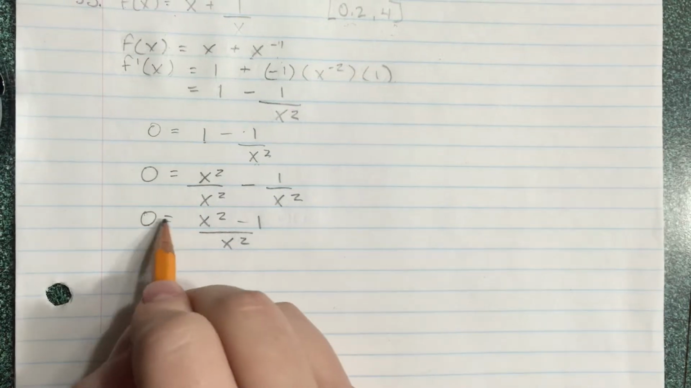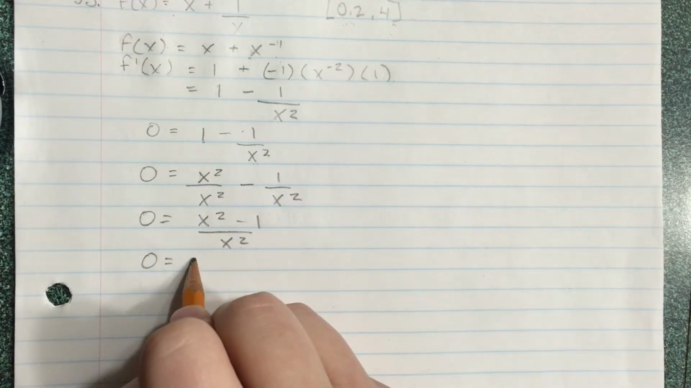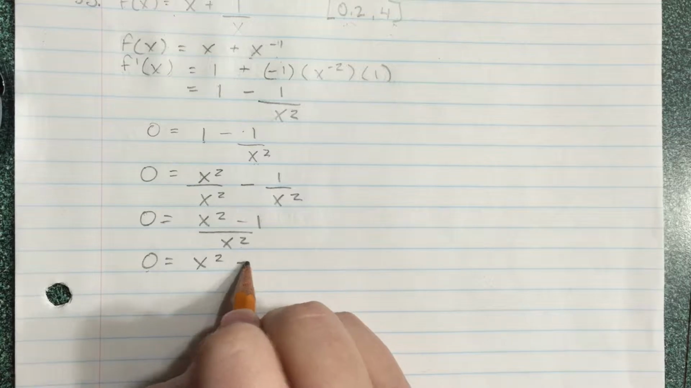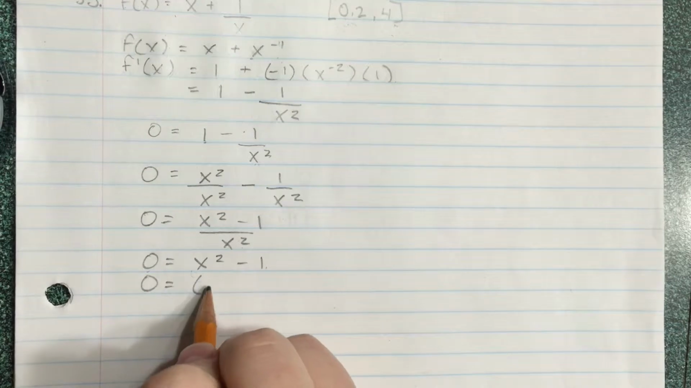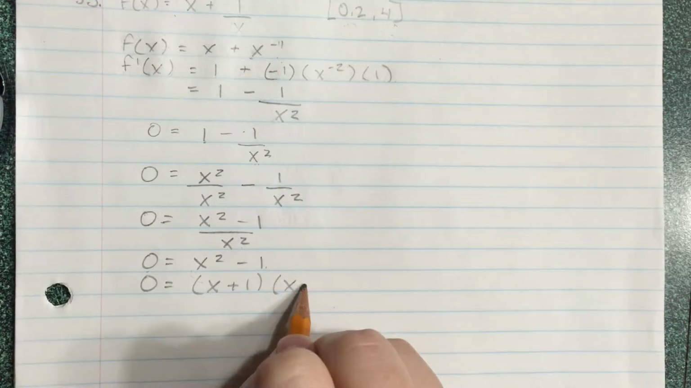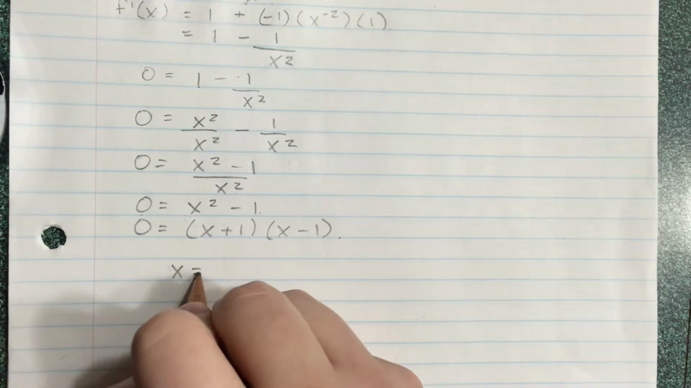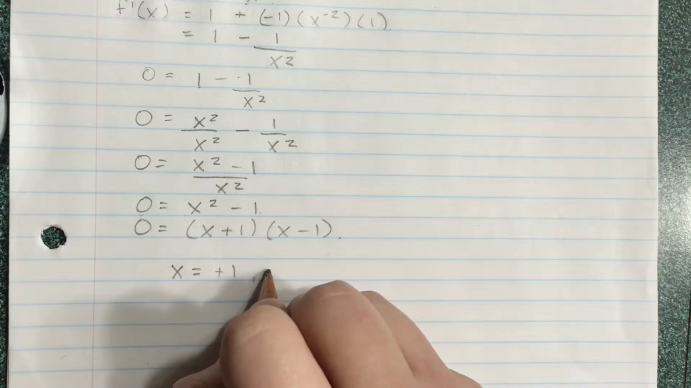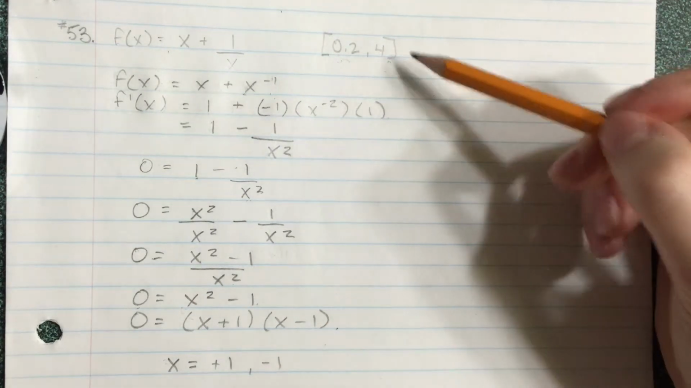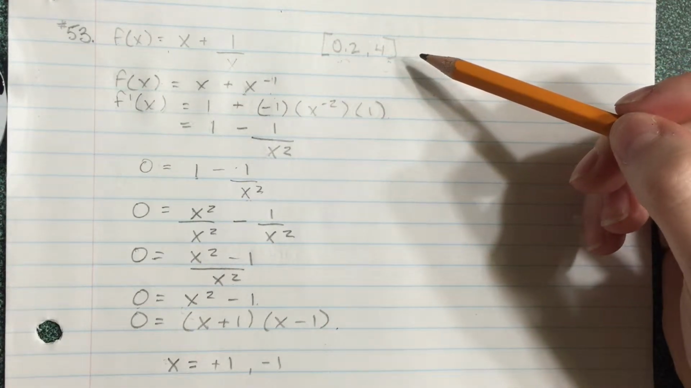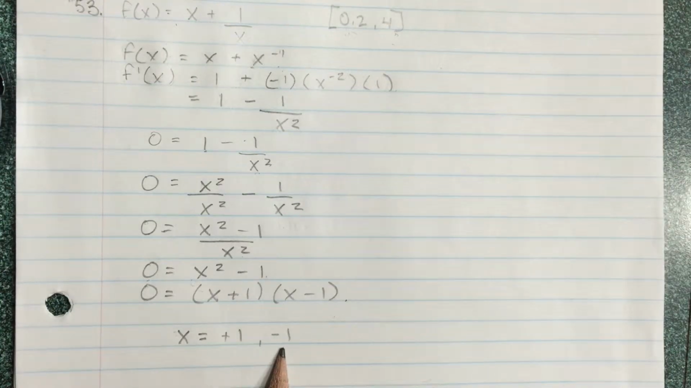Now you can cross multiply, which gets rid of the denominator, because you're trying to find the critical points of the function. So you're left with 0 is equal to x squared minus 1. This is a difference of squares, so 0 is equal to x plus 1 times x minus 1. Given this information, your critical points are x equals plus 1 or minus 1. Now you're going to refer back to your domain, and you can see here that your domain is 0.2 to 4, which means that x equals negative 1 is not within your domain.